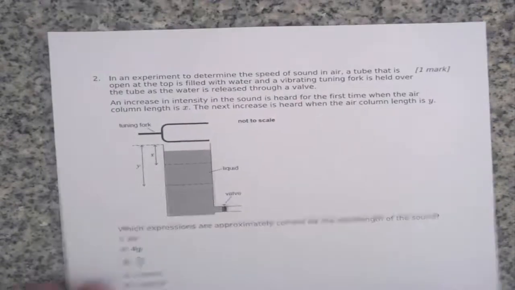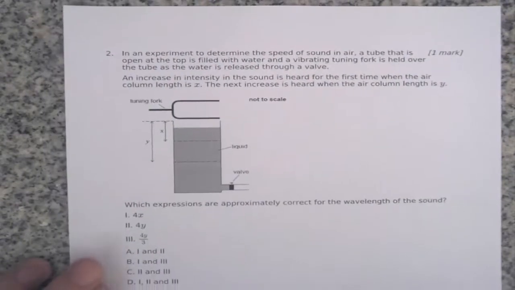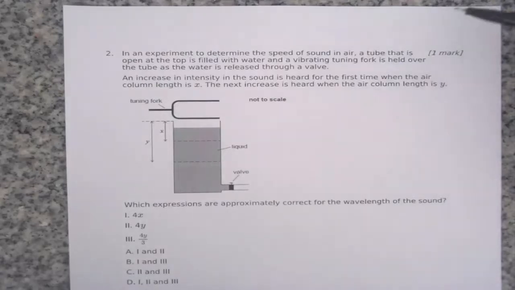Number 2 says that in an experiment to determine the speed of sound in air, a tube that is open at the top is filled with water and a vibrating tuning fork is held over the tube as the water is released through a valve. An increase in intensity in the sound is heard for the first time when the air column length is X. The next increase is heard when the air column length is Y. So we have the first and we have the second harmonic as well. Which expressions are approximately correct for the wavelength of the sound?